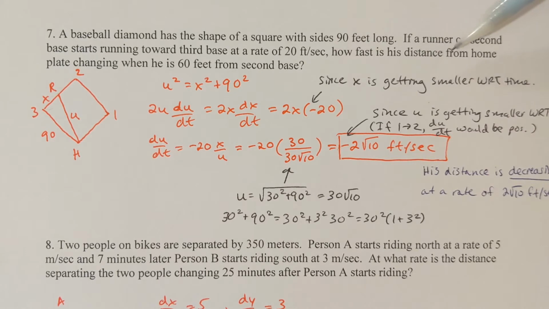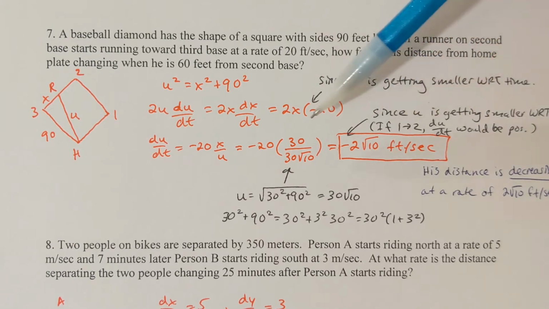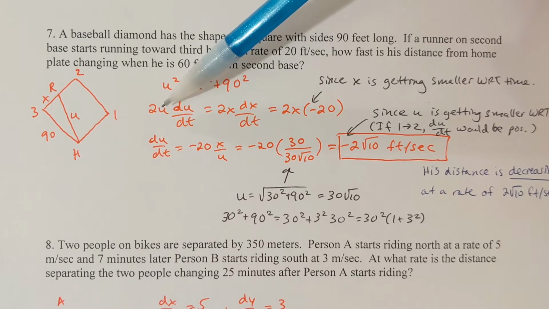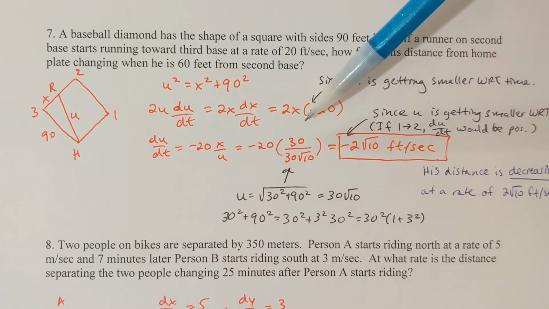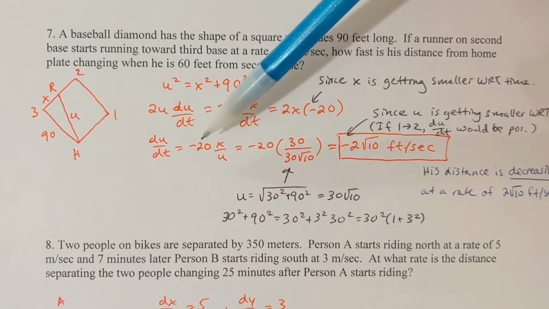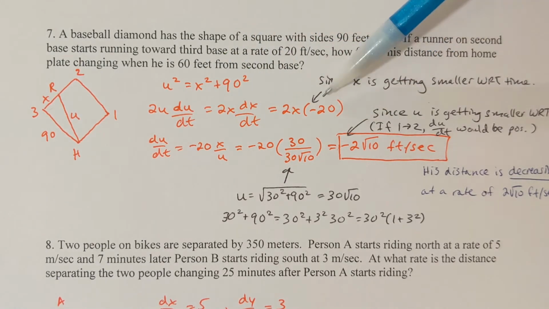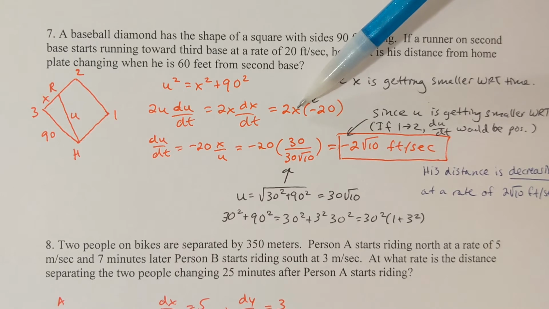How fast is his distance from home plate changing when he is 30 feet to third base? X would be 30. Let me divide both sides by 2u. Of course, the 2's would cancel then. And that way du dt would be all alone. So you're going to have negative 20 times x over u.